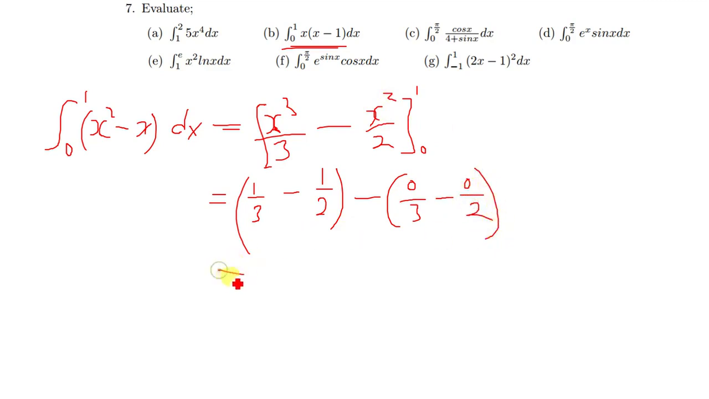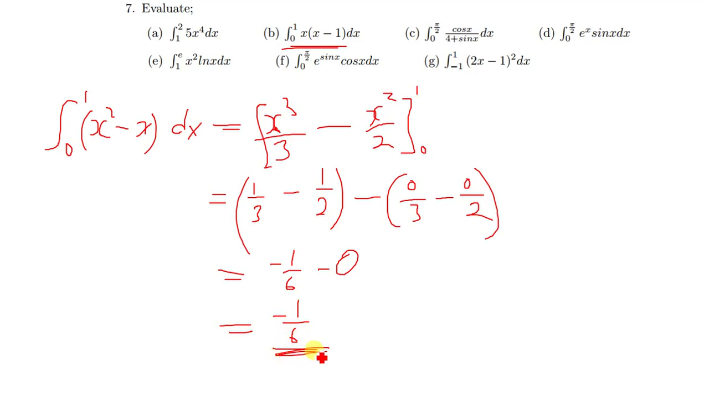When you simplify this expression there, you get something like negative 1 over 6 as your solution. And when you subtract the zero terms, you still get the same. So the final solution there, you just have negative 1 over 6 as your answer. So this is going to be your answer for this question.